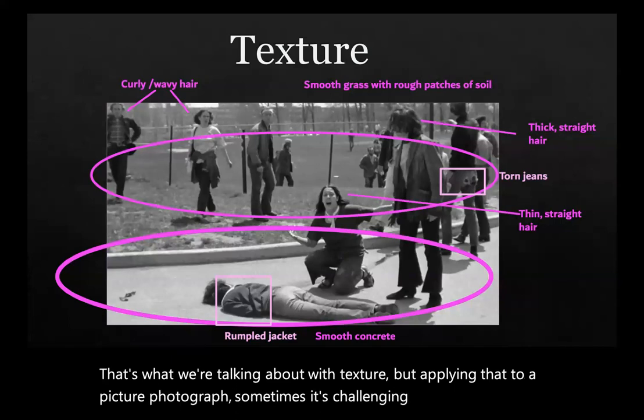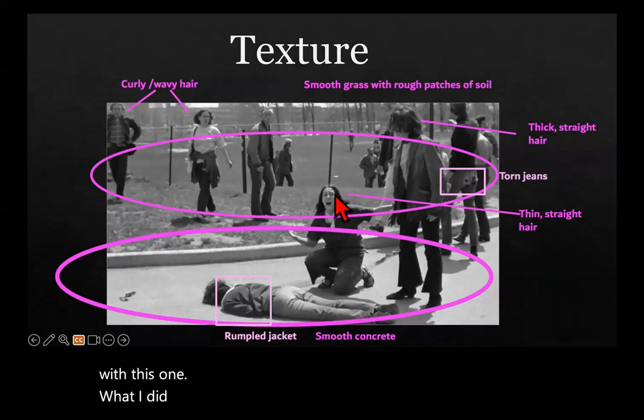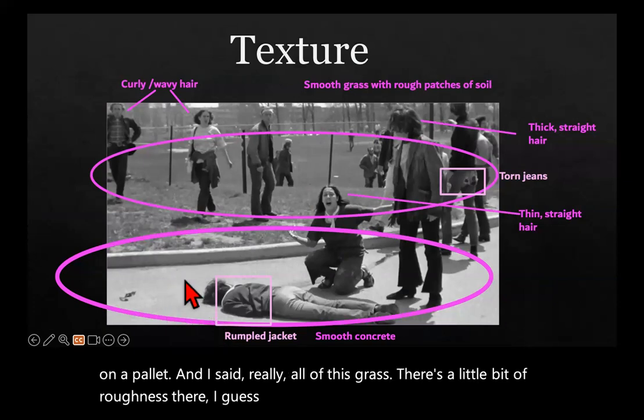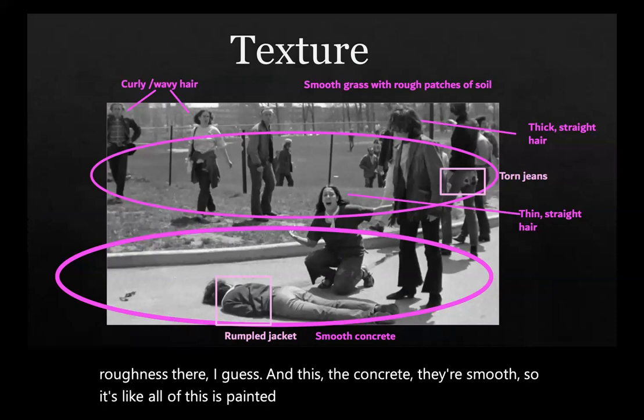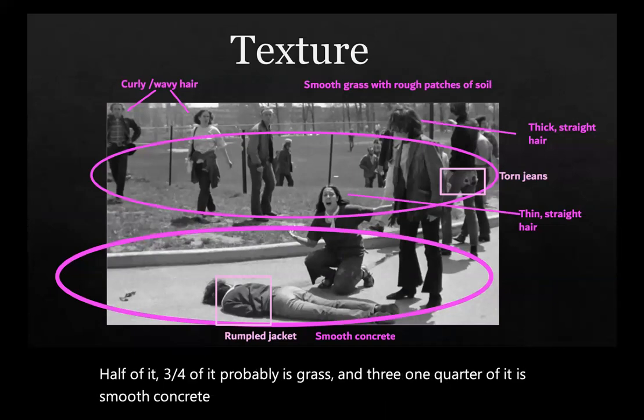And that's the case with this one. What I did, I acted like this was a painting, and you paint on a palette. And I said, really, all of this grass, there's a little bit of roughness there, I guess. And the concrete, they're smooth. So it's like all of this is painted on a smooth palette. Three-quarters of it probably is grass, and one quarter of it is smooth concrete.